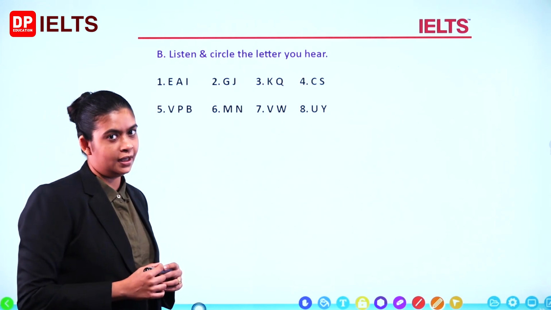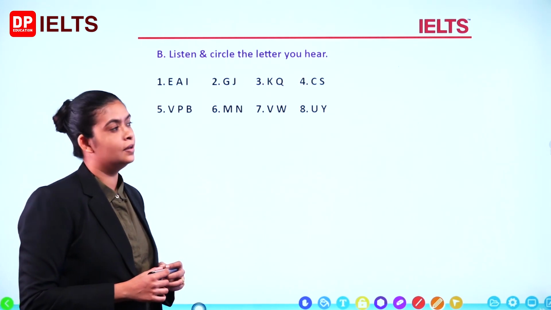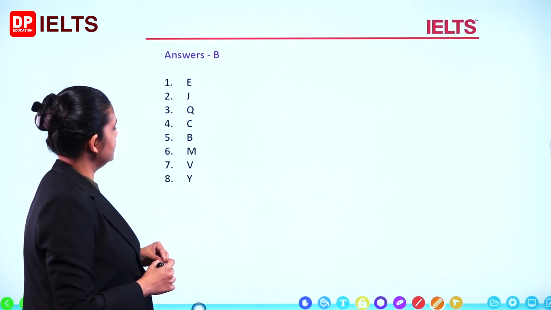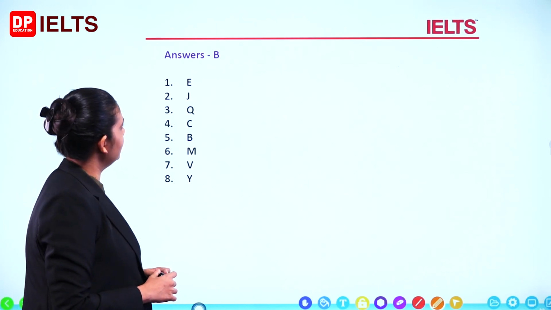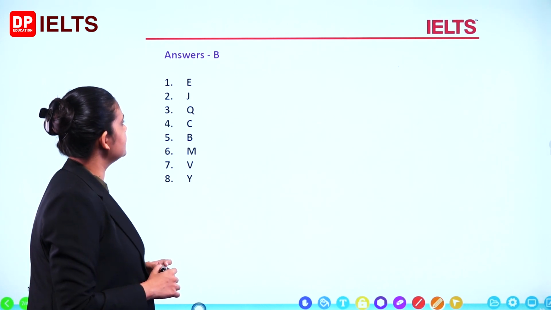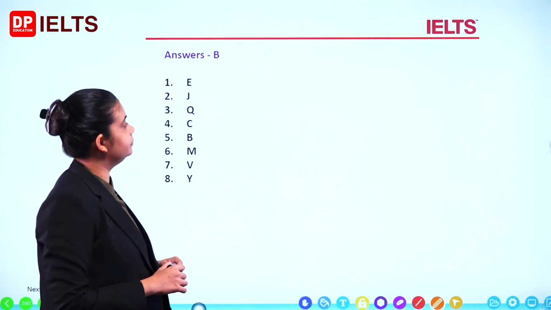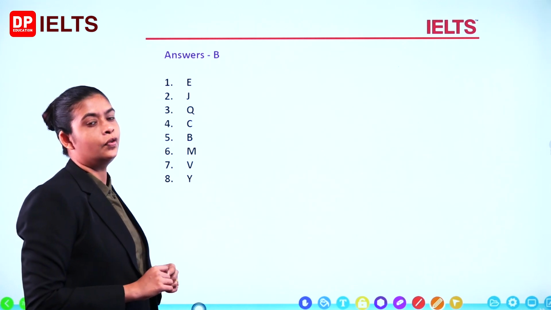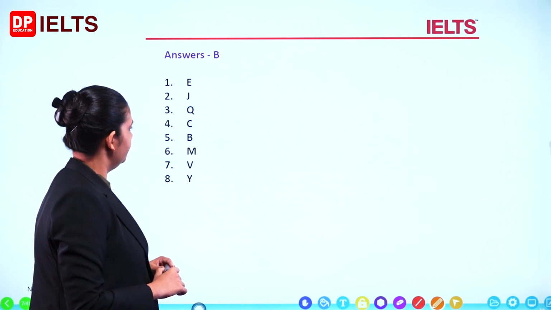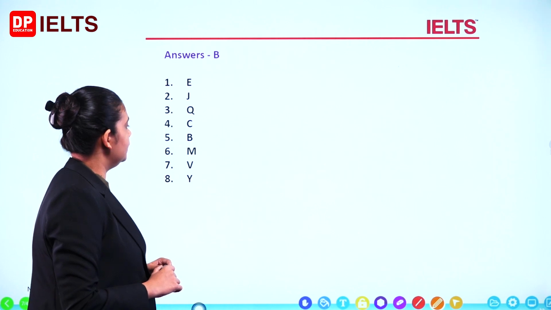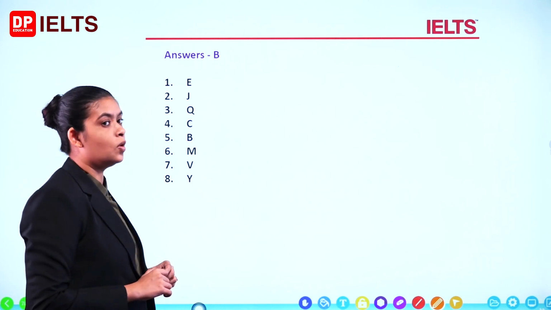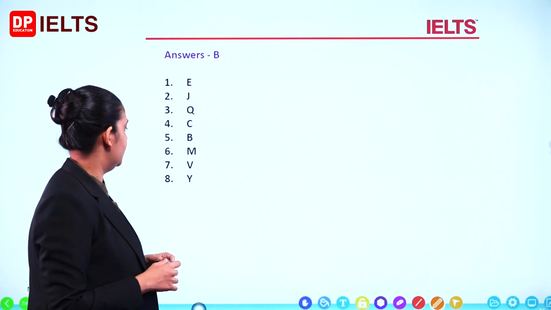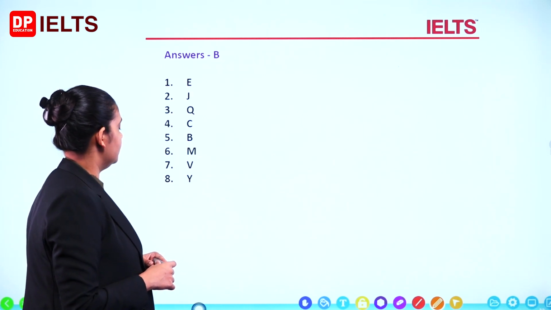Alright? Okay. Now, hopefully, you have finished marking the answers. Let us have a look at the answers. So, the first one is E. Second one is J. Third one is Q. Fourth one is C. Fifth one B. Sixth one M. Seventh one B. 8 Y. Okay?